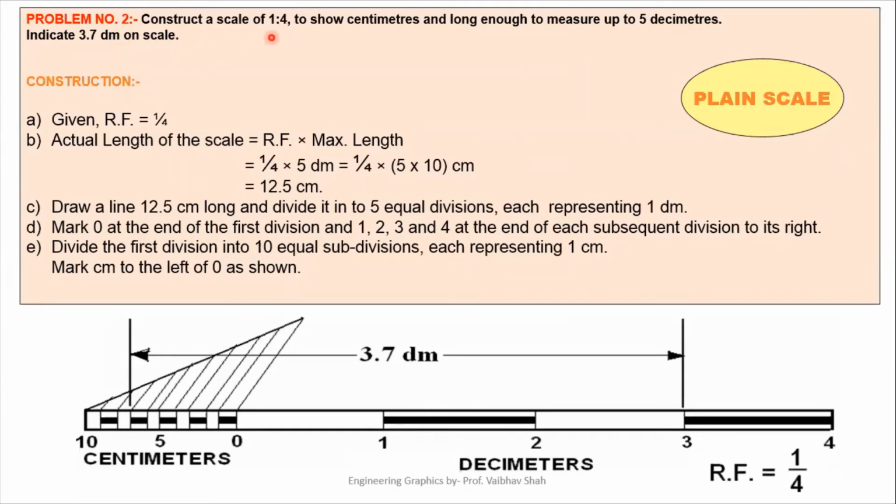So now let us start with the RF. RF is given as 1/4. The maximum distance to be measured is 5 decimeters. So the actual length of the scale is equal to RF times the maximum distance, so 1/4 times 5 decimeters.